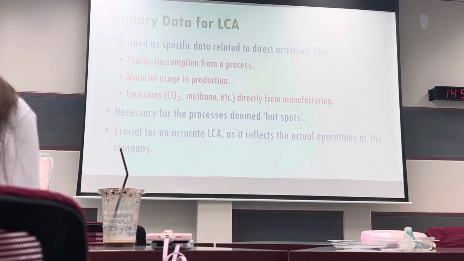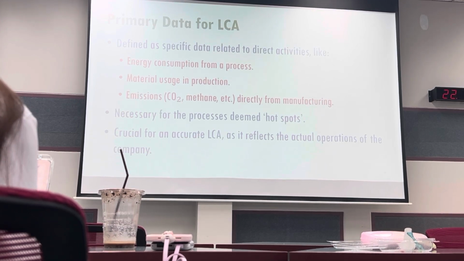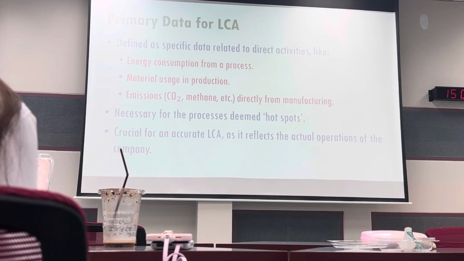Okay, come back to primary data. You need to collect the energy consumption, the material usage, and the emissions by measurement. This is necessary for the process deemed a hotspot. So if there is a process that's going to emit a lot of greenhouse gas, then you need primary data on that. It's crucial for an accurate LCA because it reflects the actual operation of the company. Because you cannot do the assessment based on numbers from other sources. Most of it must come from your actual workplace.